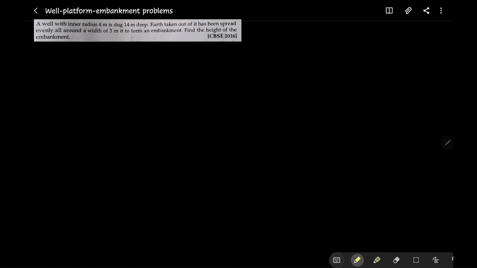In the previous problem, we have seen the utilization of the mud taken out of the well for making a platform separately. But in this problem, the mud taken out of the well is used for making an embankment around the well. Platform is typically in cube or cuboidal shapes, but embankments will be in hollow cylindrical shape. So why hollow cylinder here? If I draw the diagram, then you can understand in a better way.